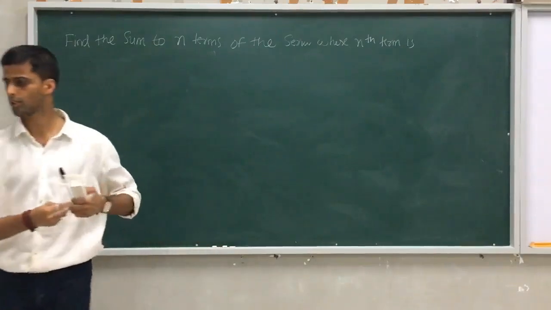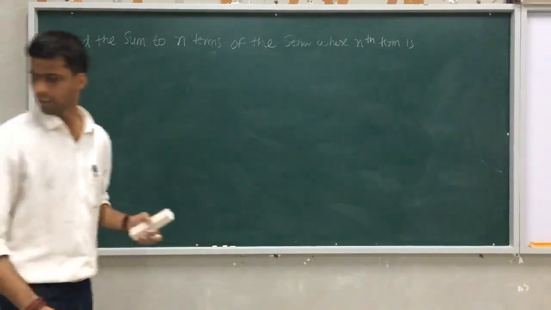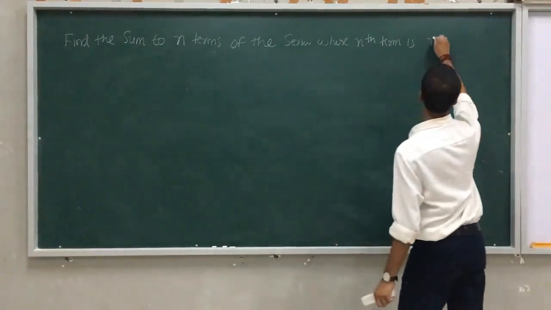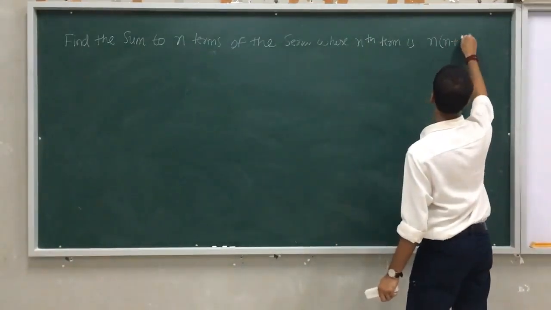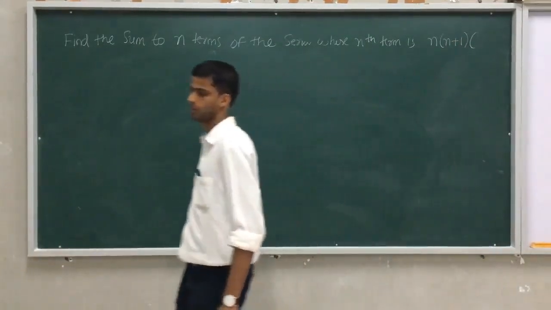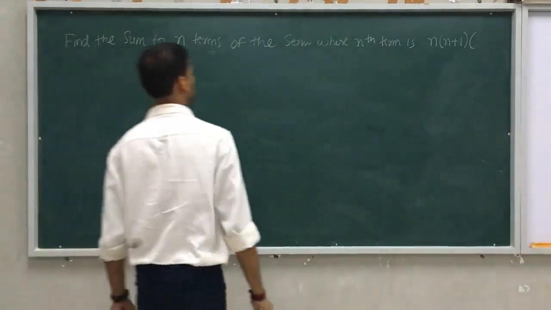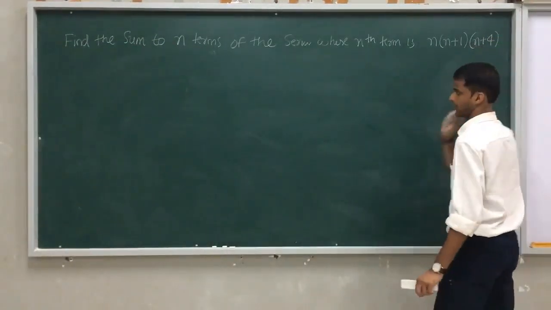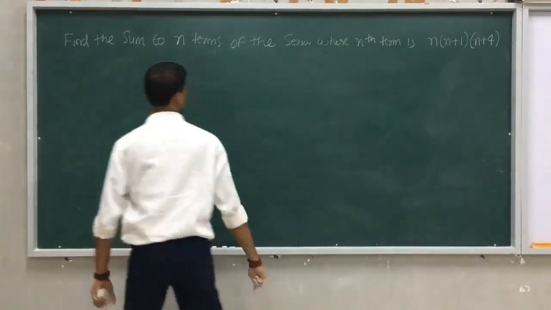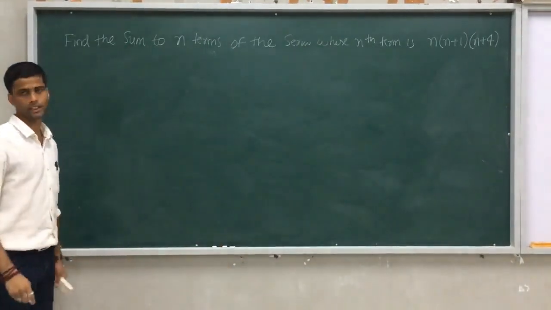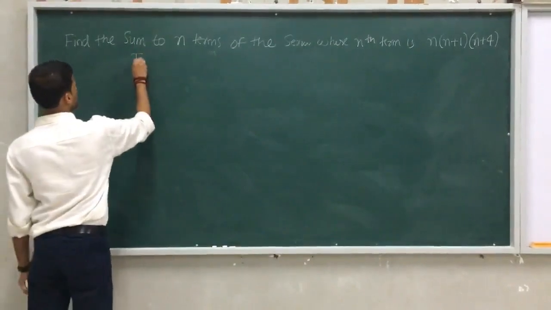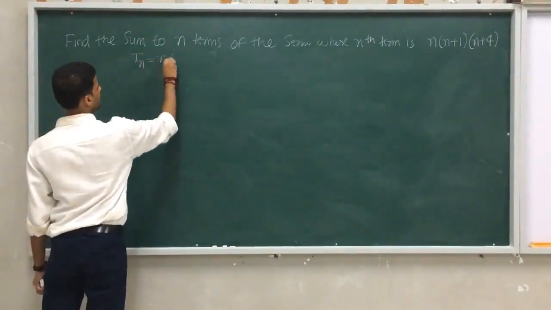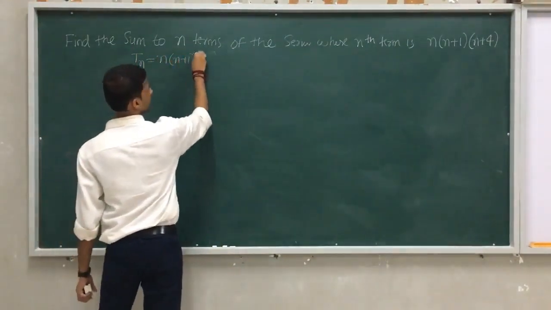So there is one more interesting question given. n into n plus 1 into n plus 4. So this problem is given. Find the sum to n terms of the series whose nth term is given. So Tn is n, n plus 1, n plus 4.